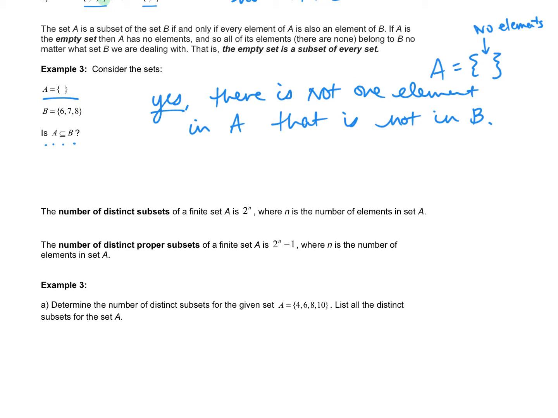Okay, so the number of distinct subsets of a finite set is given by the formula 2 to the n, where n is the number of elements in A. And the number of distinct proper subsets is defined by 2 to the n minus 1, where n is the number of elements in set A. Okay, so let's do an example so you can see what this means.